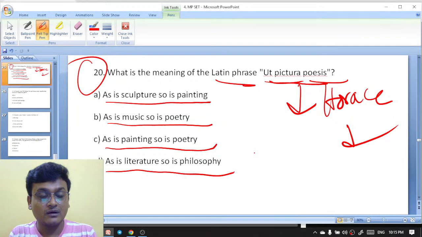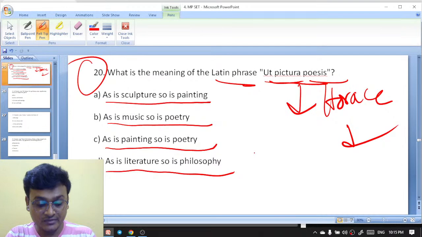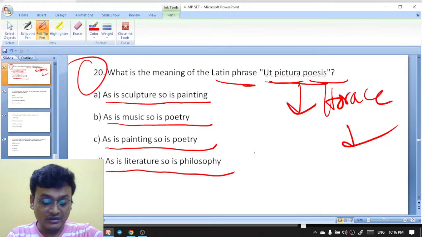I had already discussed this question in the beginning of the session. What is the meaning of the Latin phrase Ut Pictura Poesis? As sculpture, so painting.